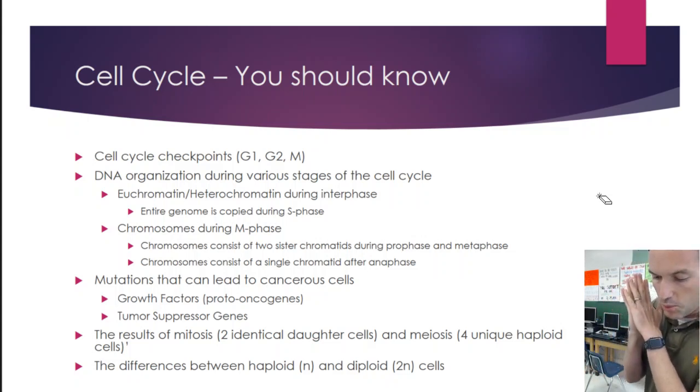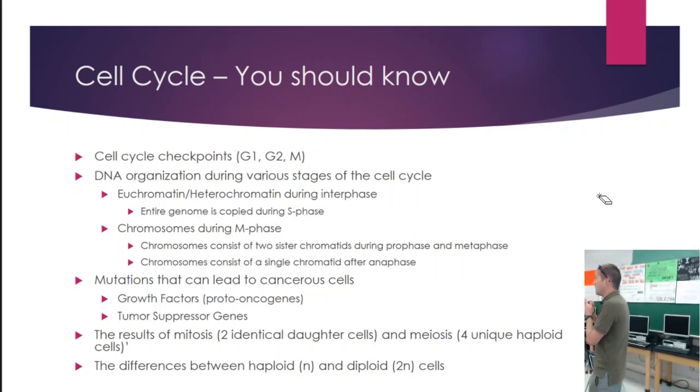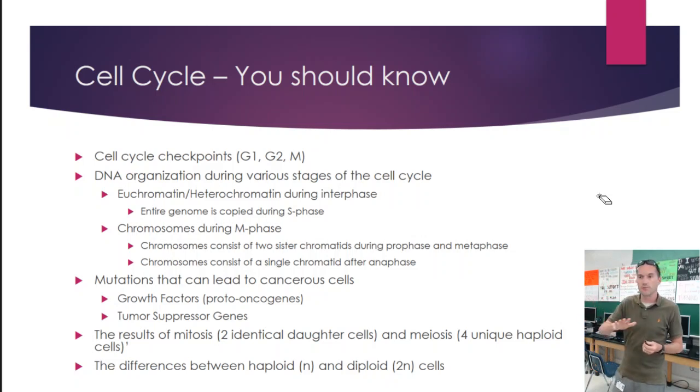Okay. We know that, or you should know rather, that mutations can lead to cancer cells if they are in certain genes, right? Specifically in growth factor genes, which are also called proto-oncogenes. Right? Those are the genes that act like the gas pedal for the cell cycle, and if they are overexpressed, they'll cause it to skip through all those checkpoints, right?